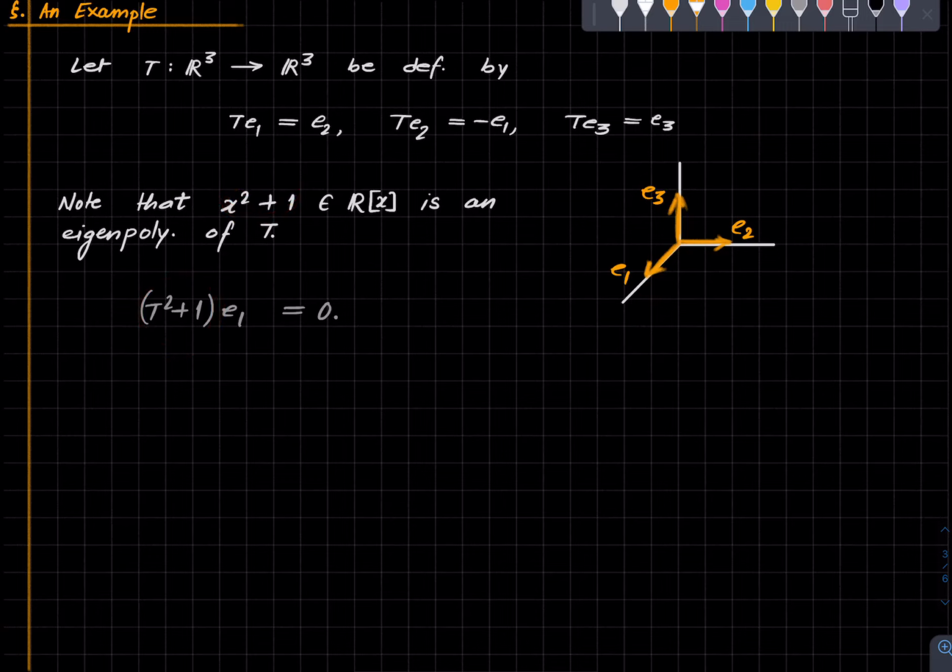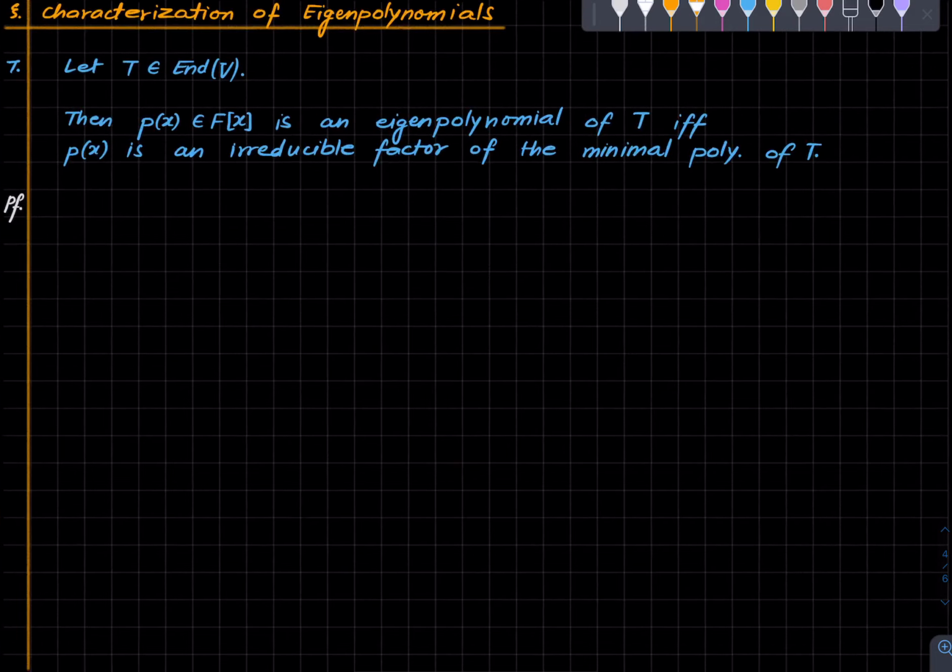Okay, so my point is that eigenpolynomials are strictly more general than eigenvalues. Given an eigenvalue, you can create an eigenpolynomial, but since there are eigenpolynomials of degree higher than 1 in general, like we see in this example, they capture a little bit more than what eigenvalues capture. Okay, so this is an example, but here is a full characterization of eigenpolynomials.